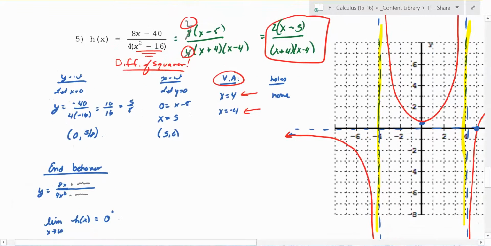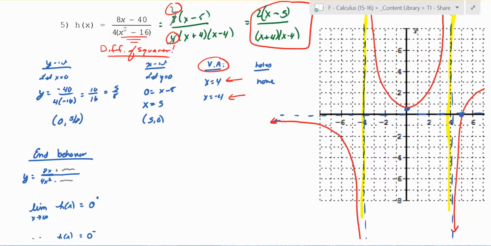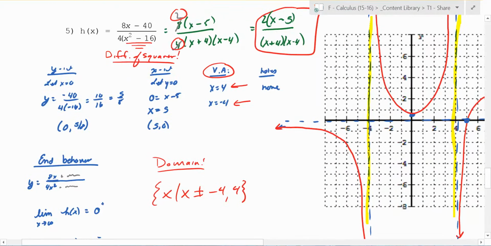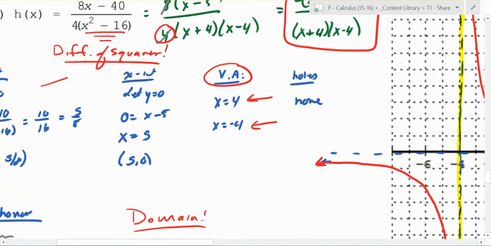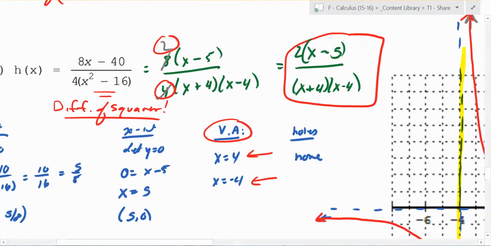What's the domain going to be? It's not stated here, but can someone tell me what the domain is? X such that x is not negative 4 or 4. Let's say 4 on the left. Top left. Yes, that's a 4 right there. Yeah, so 8 over 4 is just 2 over 1. That's why 8 over 4 turns into 2.